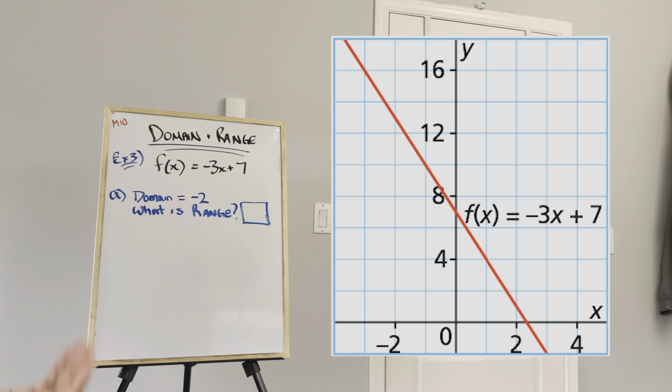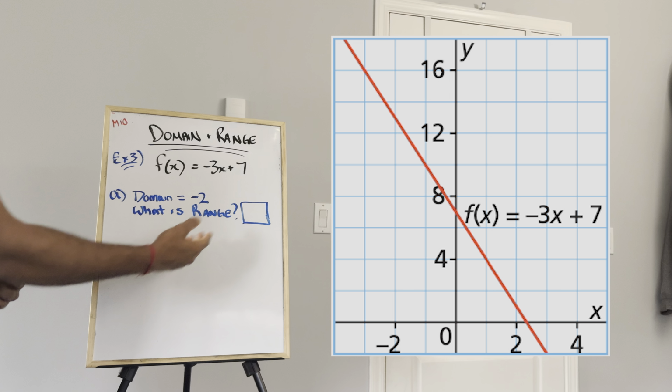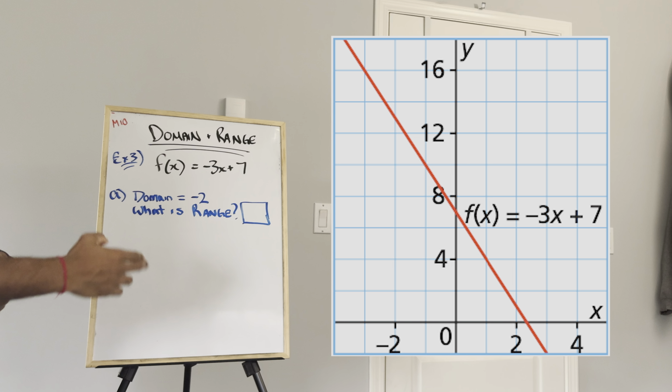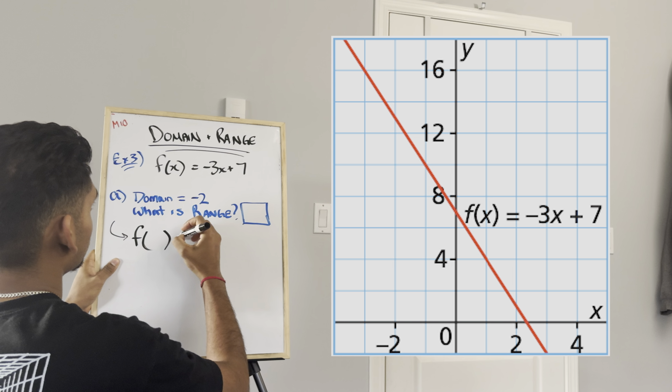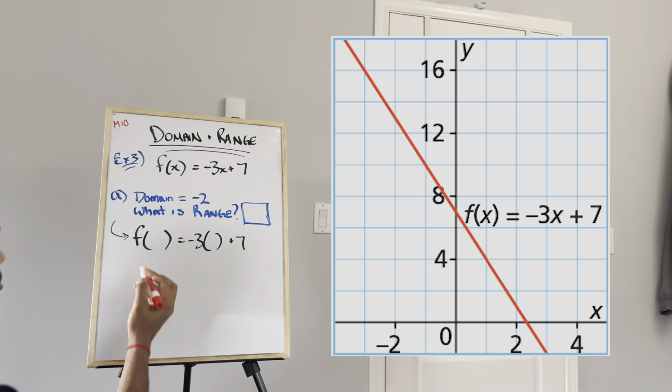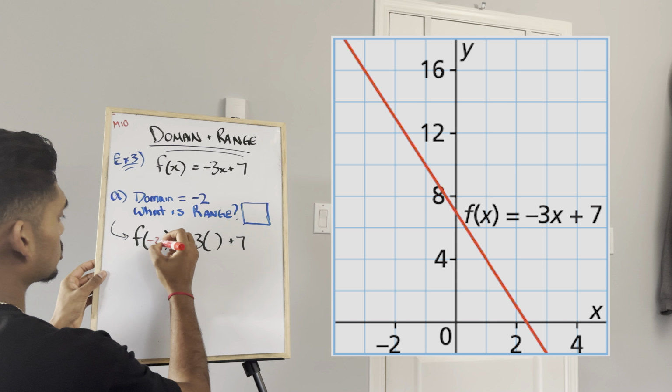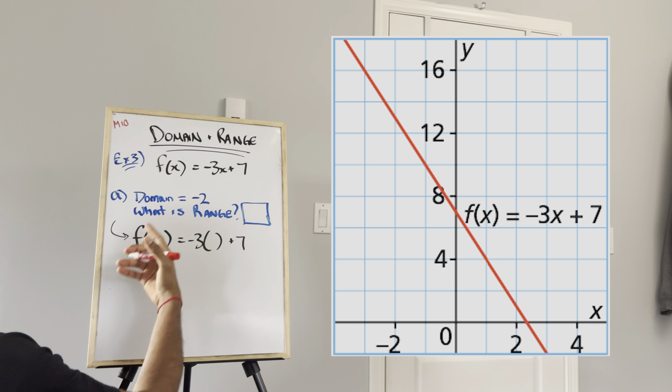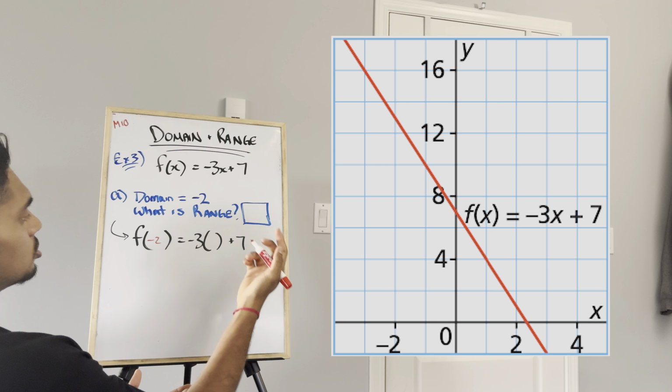Solution number 2 is, on the graph, find where x is -2. What is the corresponding y? Essentially, they're trying to find a coordinate. When x is -2, what's your y value? Let's do solution number 1, which is use the function. Okay, here's our function. They say domain is -2, which is x. So f of x would be actually f of -2. Function when x is -2, right? And then substitute -2 in there.